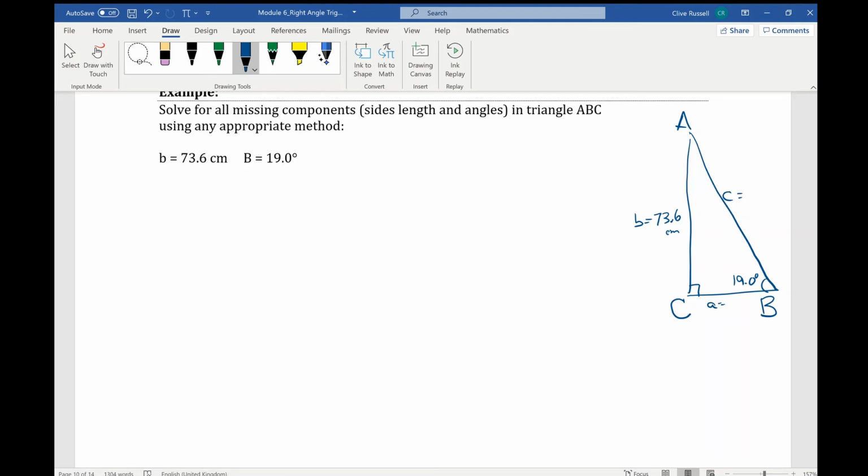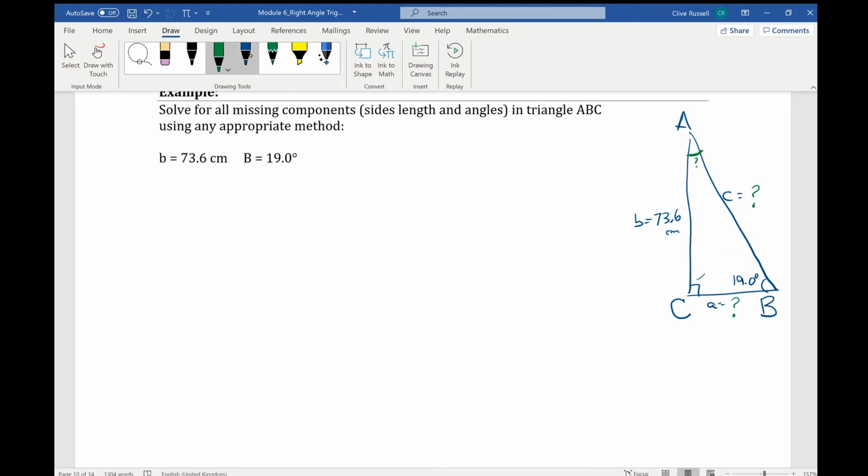So what are we solving for? Well, we're solving for the unknown sides and unknown angles. Well, let me just sort of do this in green, what we are trying to solve. So we want to solve for angle A, which we don't know. We want to solve for side C and also side A, right? This is all already given. So how do we do that?